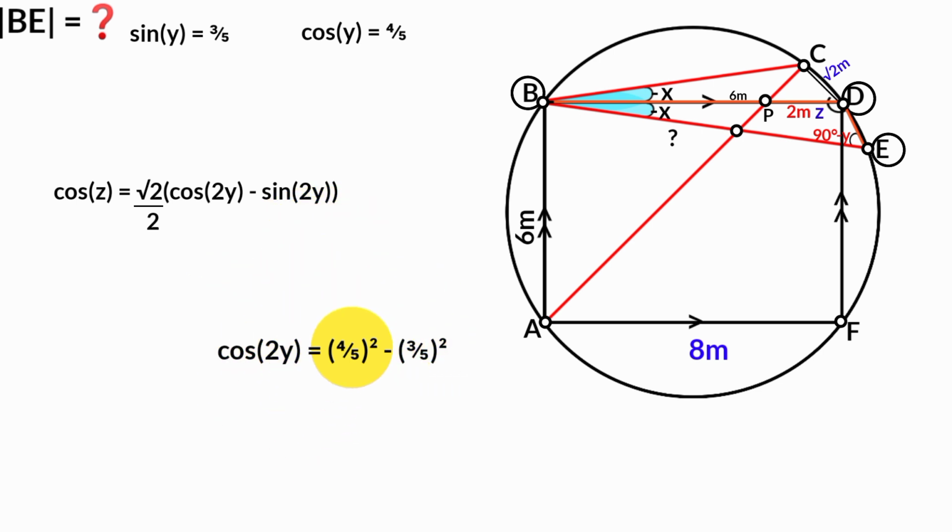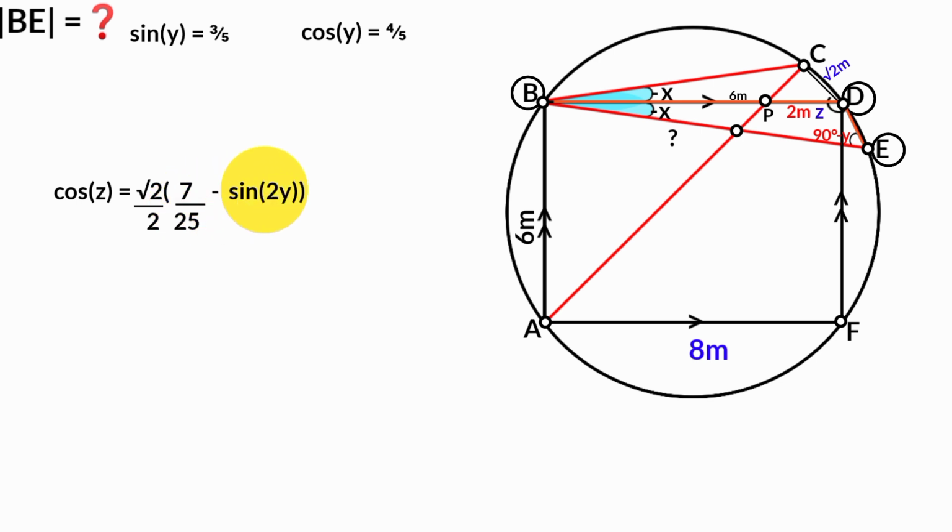(4 over 5) all squared is 16 over 25 and (3 over 5) all squared is 9 over 25. 16 over 25 minus 9 over 25 is 7 over 25. So cos 2y equals 7 over 25. We replace this cos 2y with 7 over 25.